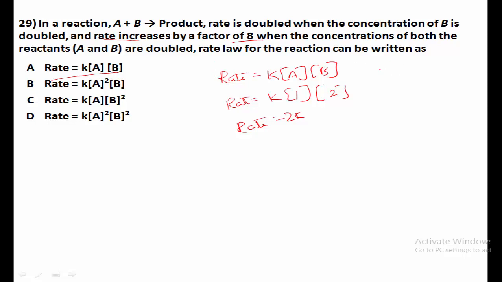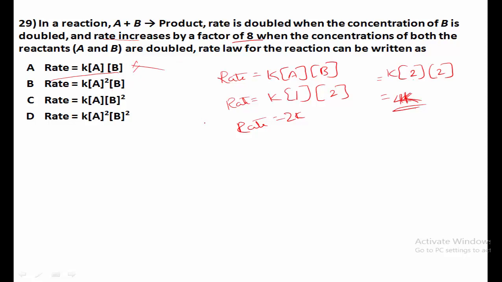For the same expression, I will see whether it happens or not. I will double the A as well as I will double the B. Now will it increase by 8 times? No. 2 into 2 is 4, so 4k. It increases by 4 times. Thus, this expression is wrong.